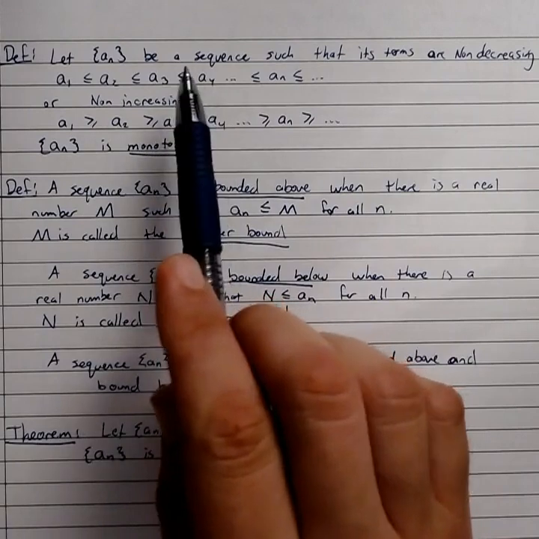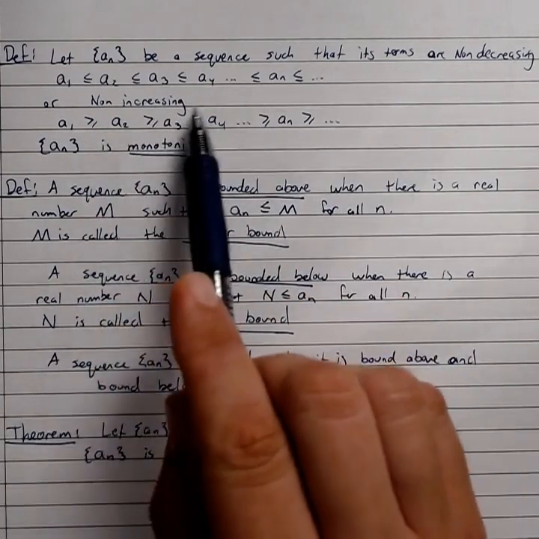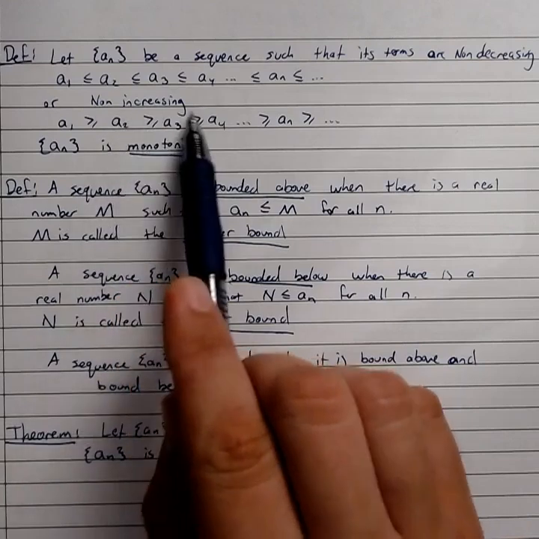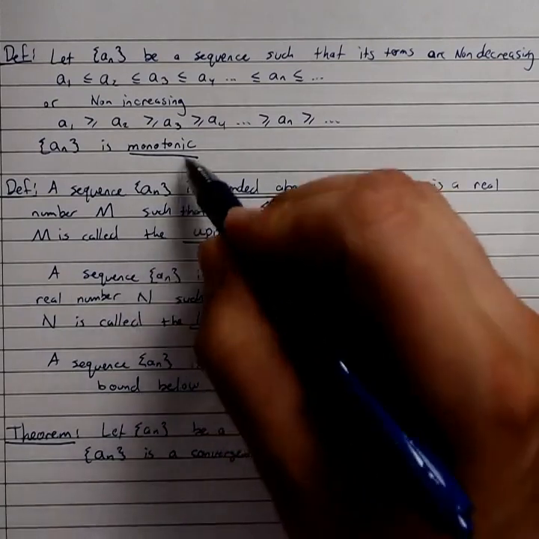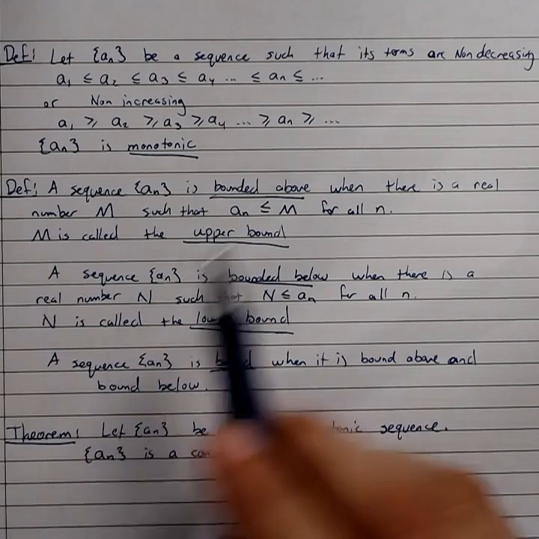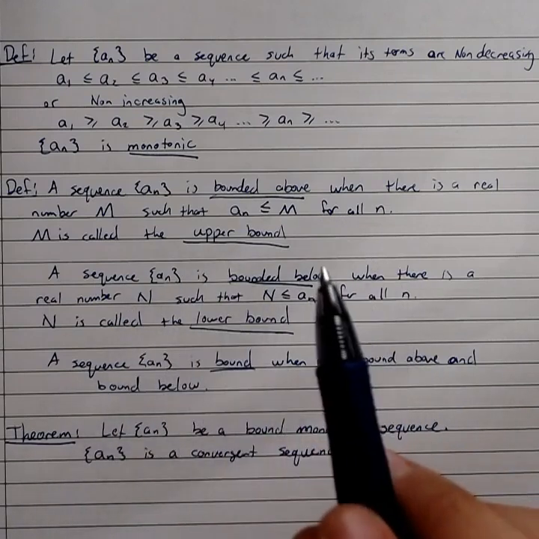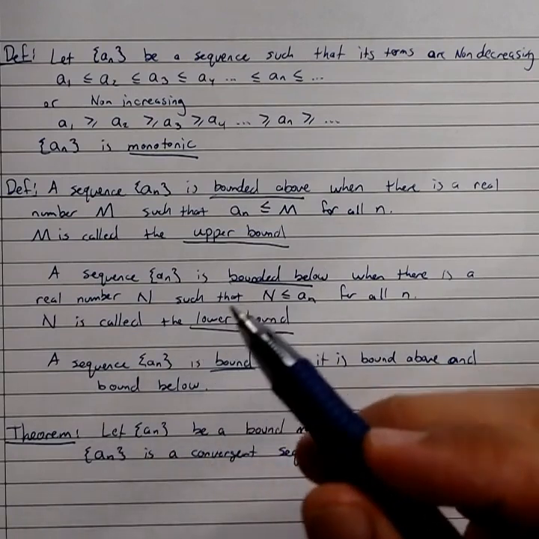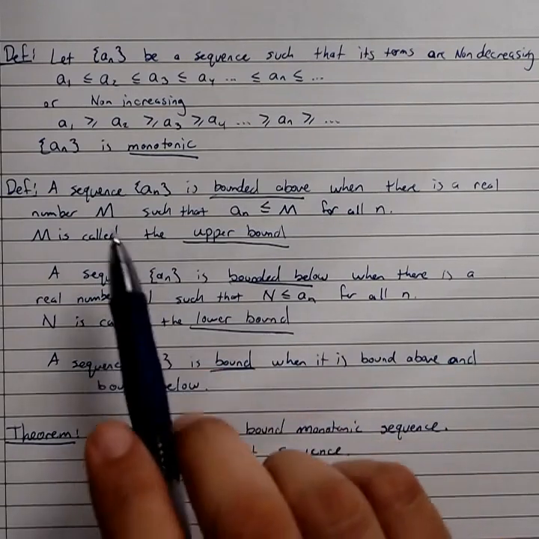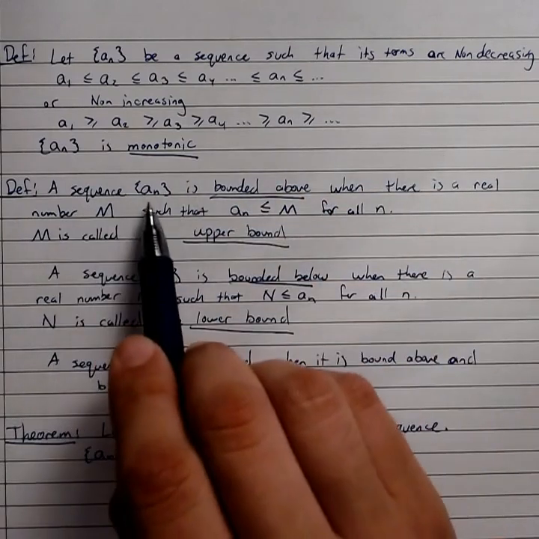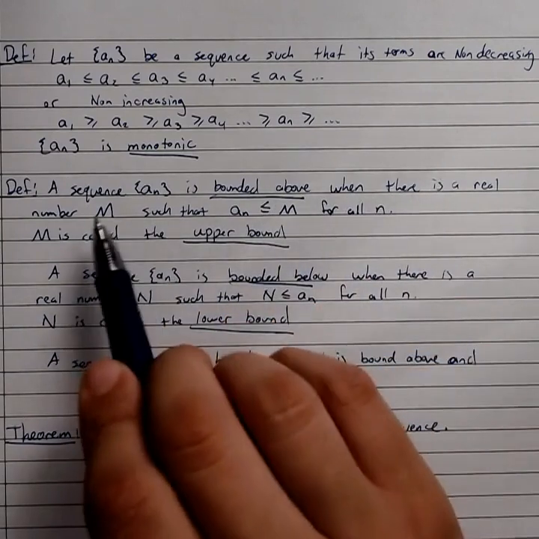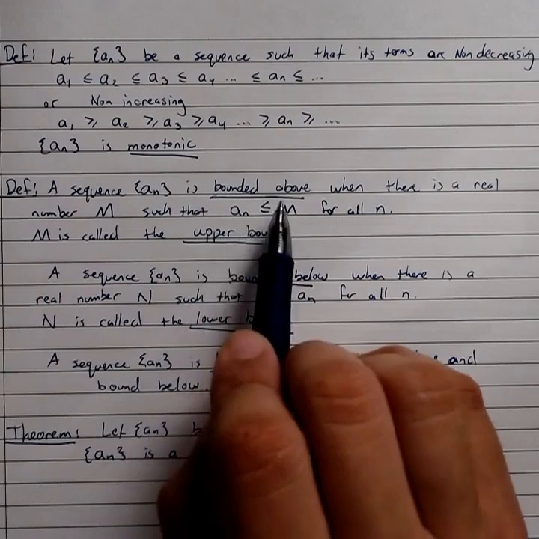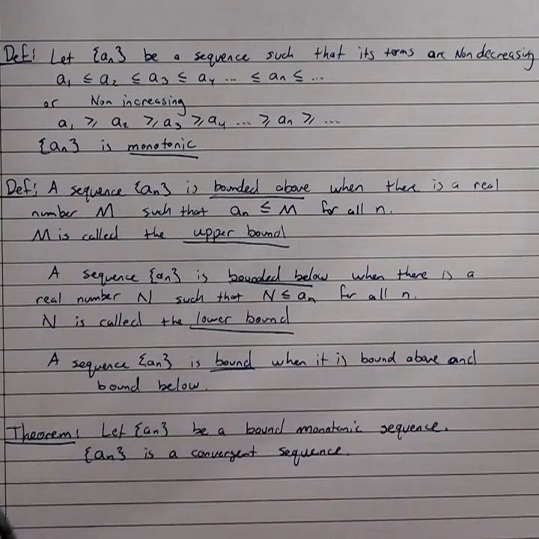Or the sequence could be non-increasing, meaning its subsequent terms are either decreasing or staying the same. If the sequence does either of those things, then we call it monotonic. All right? So monotonic just means it's either always going up or flat, or it's always going down or flat. Okay? A sequence, A sub n, is said to be bounded above when there is a real number m such that A sub n is less than or equal to m for all n.